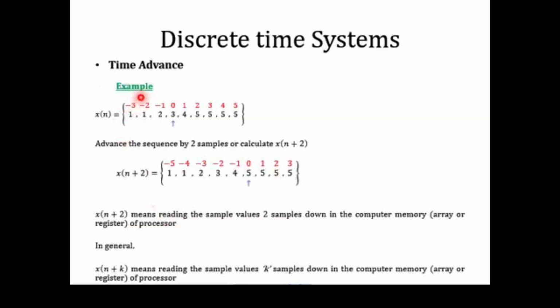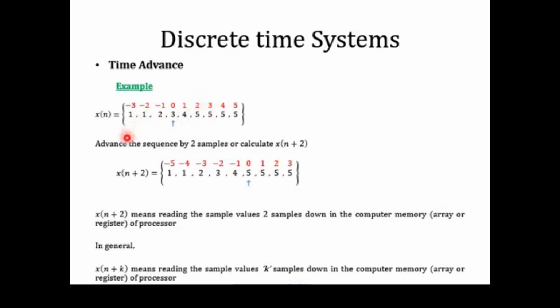Now let's consider this example of a time advance operation. This is our x of n, and we are required to advance it by 2 samples, or to simply calculate x of n plus 2. Now in advance operation we have to remember only one thing. We have to access the future values of our signal with respect to the current reference. So if the amount of shift is 2 samples for an advance operation, then we have to move ahead towards right by 2 samples in order to address this particular memory location.